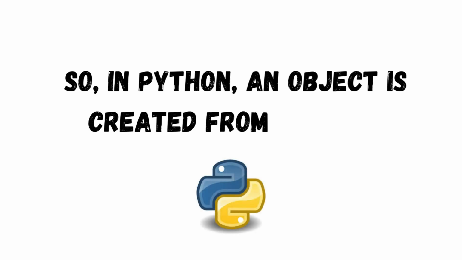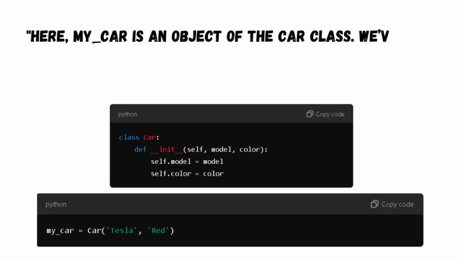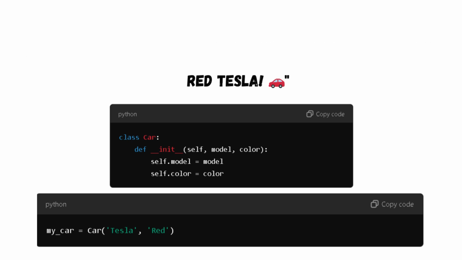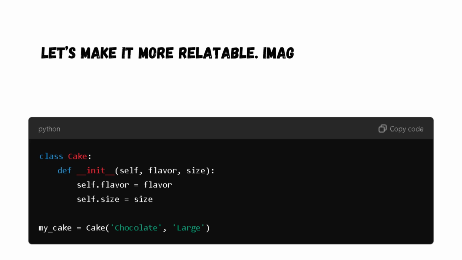So, in Python, an object is created from a class. Here, my car is an object of the car class. We will use the class blueprint to create an actual car object, a red Tesla. Let's make it more relatable.